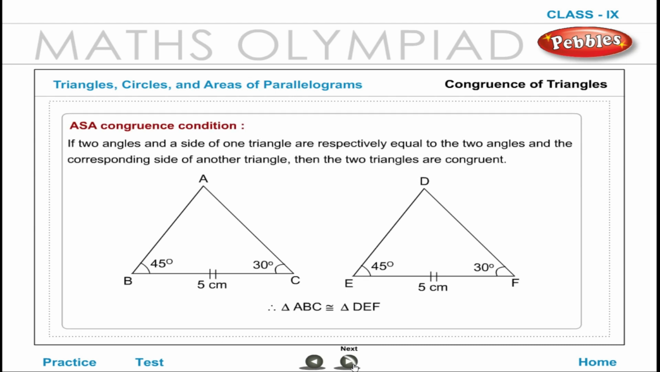ASA congruence condition. If two angles and a side of one triangle are respectively equal to the two angles and the corresponding side of another triangle, then the two triangles are congruent. Therefore, triangle ABC is congruent to triangle DEF.